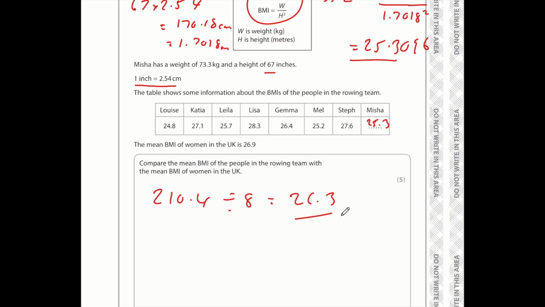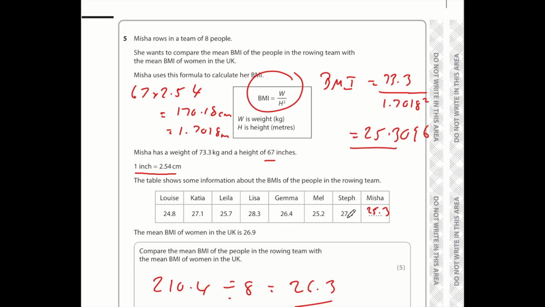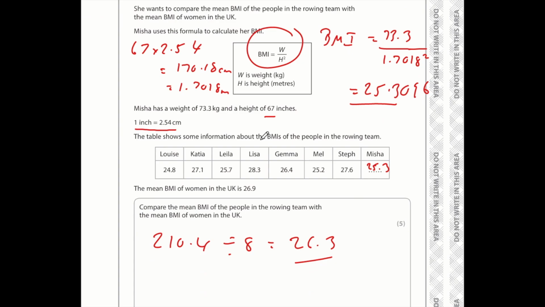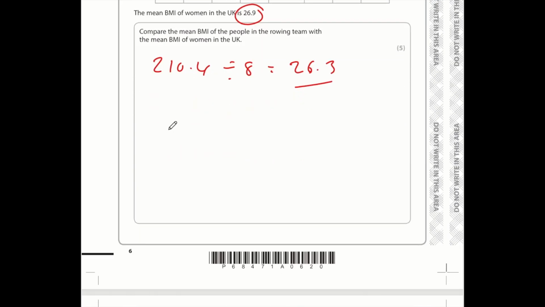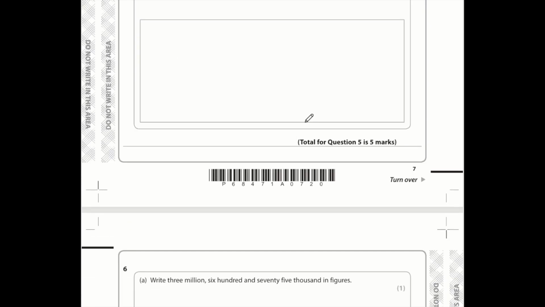So compare the mean BMI of the people in the rowing team with the mean BMI of women in the UK. Okay, so the mean in the UK is 26.9, missed that bit, and this is 26.3. So the rowing team's BMI is lower, and we could say how much lower, which is the difference between 26.9 and 26.3, 0.6 lower. There we go. All right. Probably should have written all that in the box, of course.